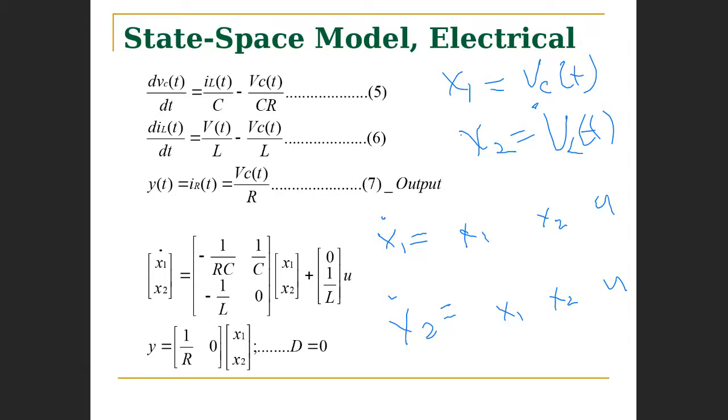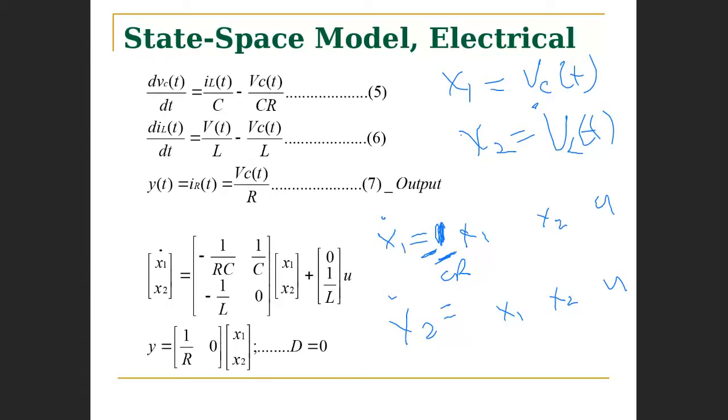So let me ask the question a different way. Go back to equation 5 and tell me if there is an x1 term in the equation. Remember, x1 is VC of t. If it is there, tell me its coefficient. -1 over CR. All right, that's the coefficient of x1. Why do we do that? x1 is VC of t, and that is the correct response. -1 over CR.